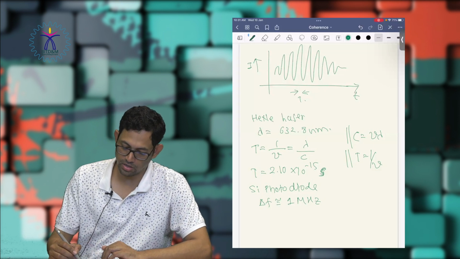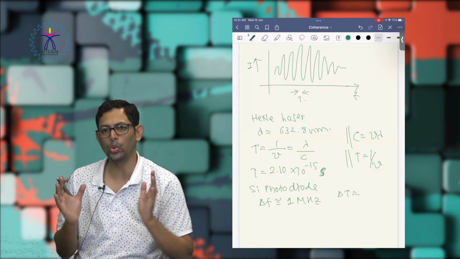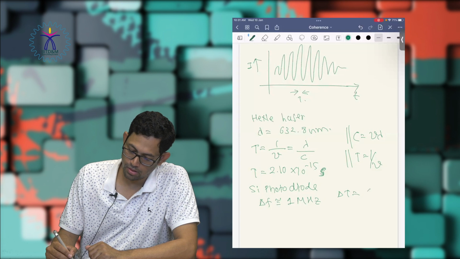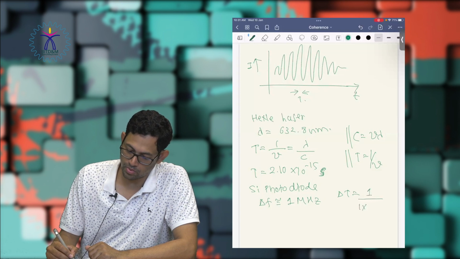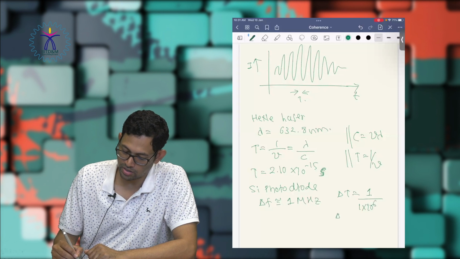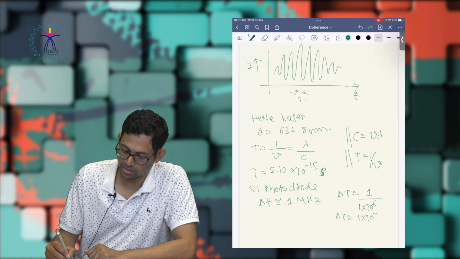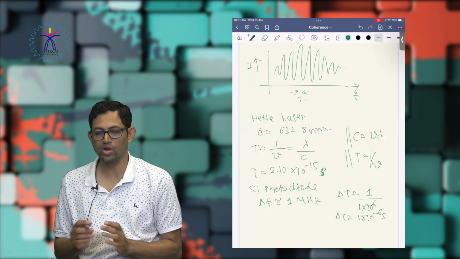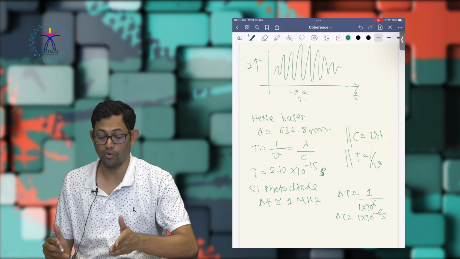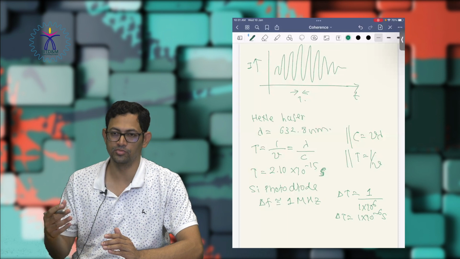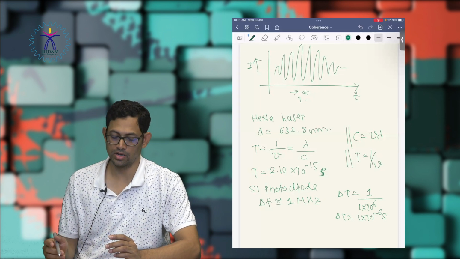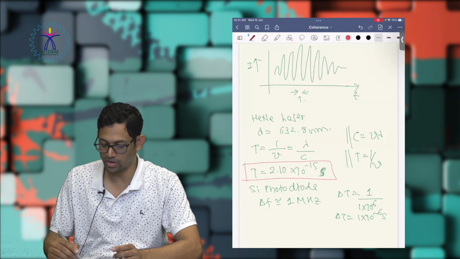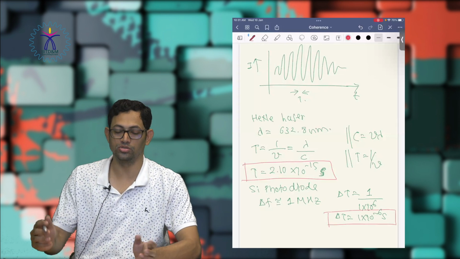Now if you want to see this delta t, that is how quickly it can detect, it is around 1 divided by 1 times 10 power 6. So you can see that your delta t is actually 1 times 10 power minus 6 seconds. So it can detect up to 10 power minus 6 seconds, which is very high as compared to 10 power minus 15, almost 9 orders of magnitude higher than what we actually want to detect. We want to detect in the order of femtoseconds, but what we can detect is only in the order of microseconds.